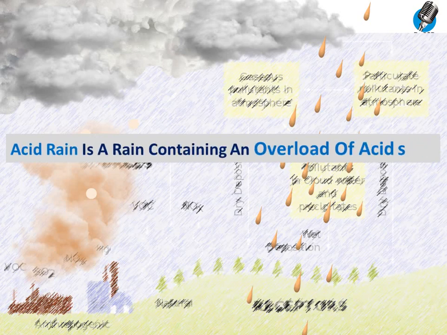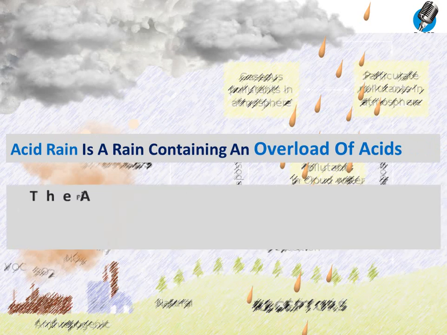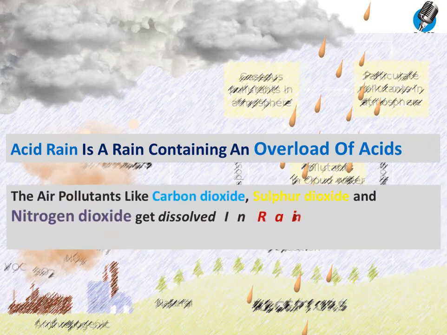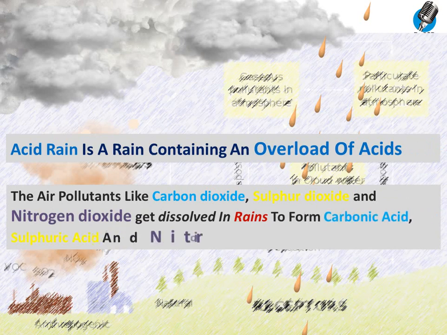Acid rain is rain containing an overload of acids. Air pollutants like carbon dioxide, sulfur dioxide and nitrogen dioxide get dissolved in the air to form carbonic acid, sulfuric acid and nitric acid respectively.